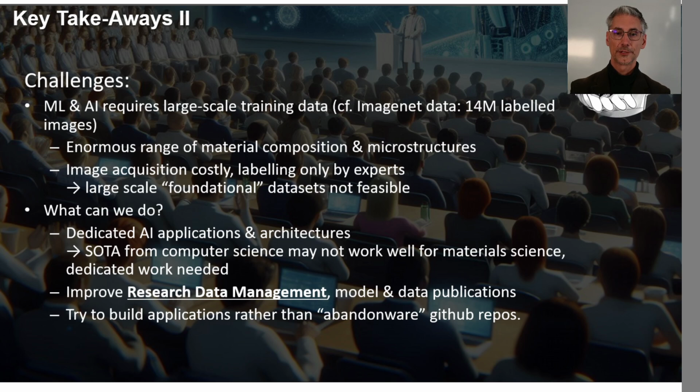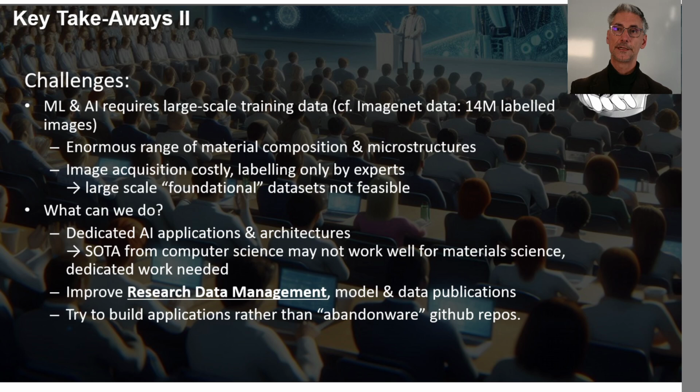Of course, there are a number of challenges, right? Typically, machine learning and AI methods require large-scale training data, and for example, if you compare it to image data that is often used as a benchmark in computer science, they have 40 million labeled images. That will not really be feasible in material science because we have an enormous range of material compositions and microstructures, so we can't really expect to provide a reference image library, shall we say, of millions of images of every conceivable material and every conceivable microstructure and so on. Right? That is because there are so many of them, that's one reason, but also because the image acquisition is very costly. Right? So you can't just spend the time to do that, and you would also have to label those images, and you need a lot of expertise to do that.